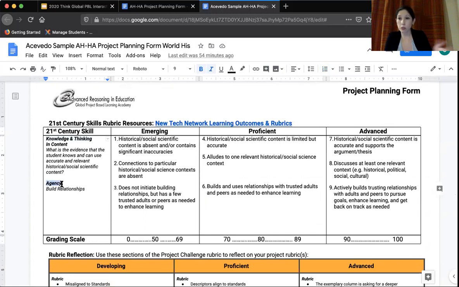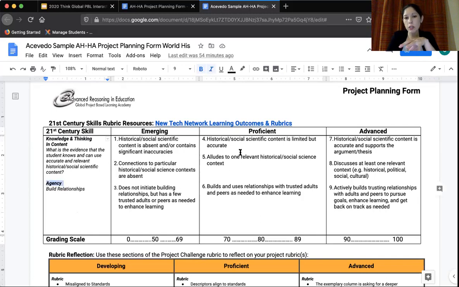Typically we do 2 to 3 of these 21st century skills, and then just have some descriptors. I don't want to have too many more than this, so this is probably where I'm going to keep it. I have done this project before, and I know how much knowledge and thinking goes into it. And then there's a lot of agency in it, especially under building relationships.